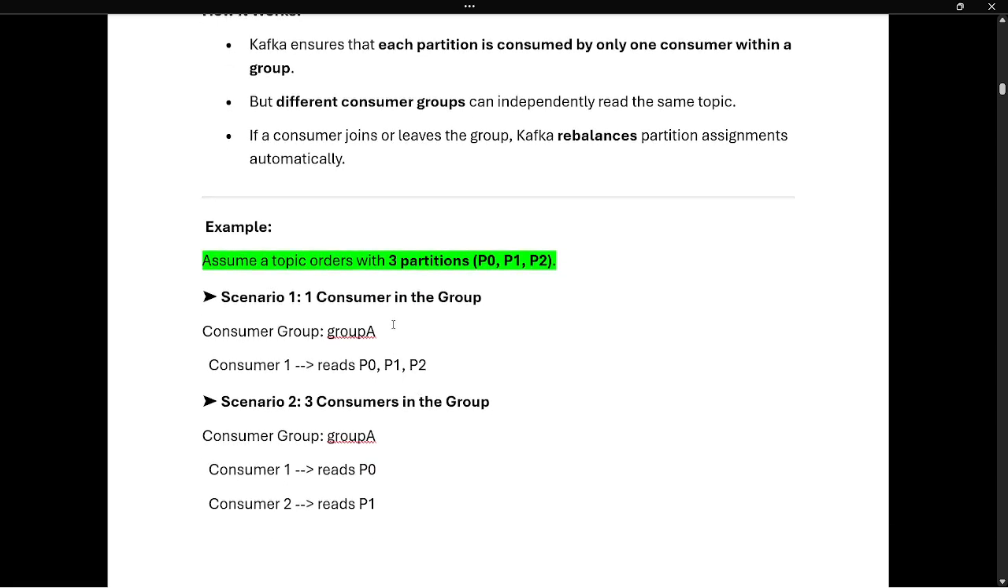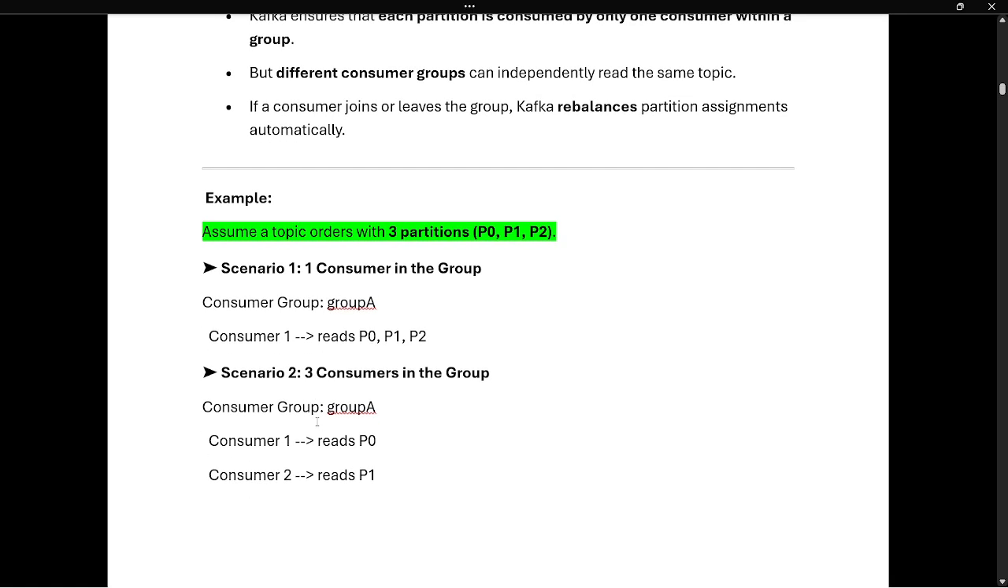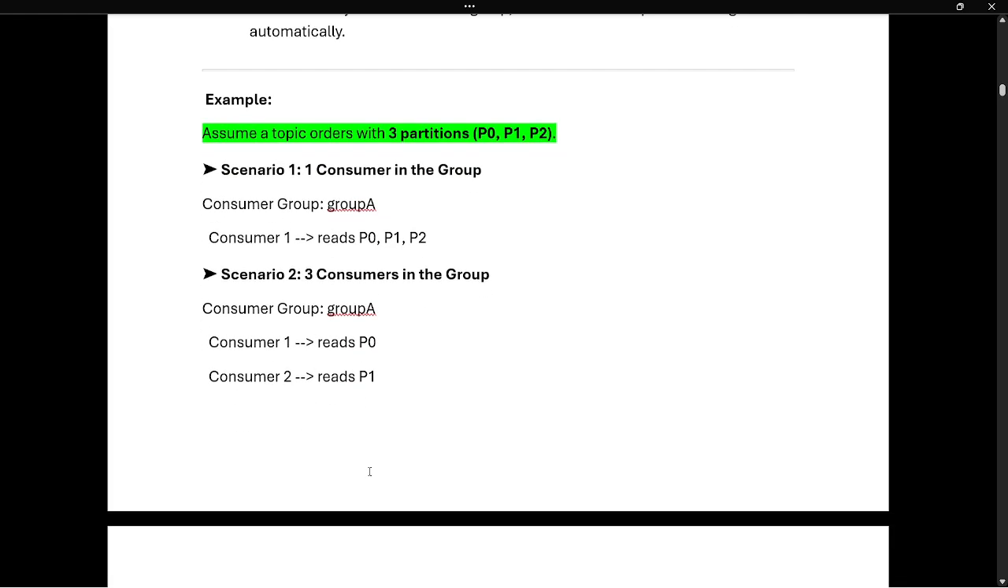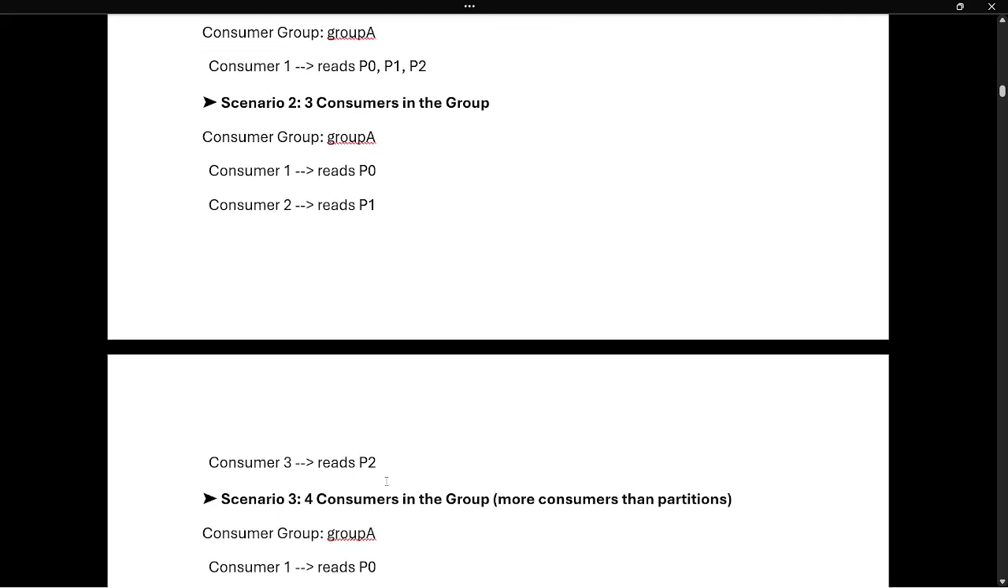Assume we have the topic order with three partitions, P0, P1, P2. Okay. So in the first scenario we will see one consumer in the group. So there is a group A, and one consumer reads P0, P1, P2, all three partitions. In scenario two, we have three consumers in a group: consumer one reads the P0 partition, consumer two reads P1, and consumer three reads P2.